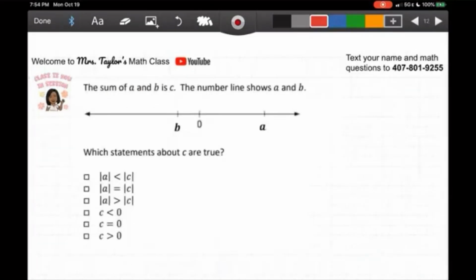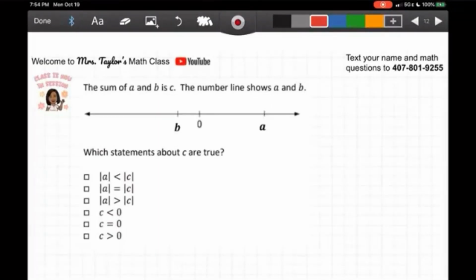Okay, so here it says the sum of A and B is C. The number line shows A and B. This right here is another intimidating question. You have to take your time and go through this question. This question can be hard for some adults. So I already know some of the kids might struggle with it too.